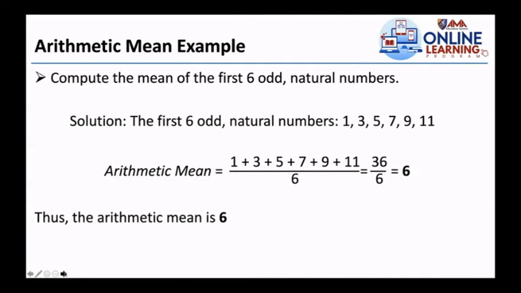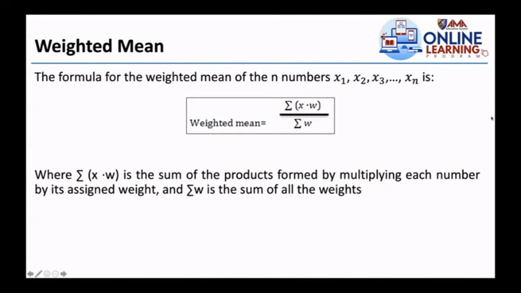Now what's the weighted mean? The weighted mean is the type of mean that's not so familiar to you. And in fact, the formula is really different from the other one. But the principle is the same. Like you add all of them and divide by the total.